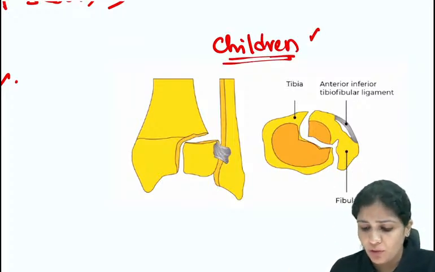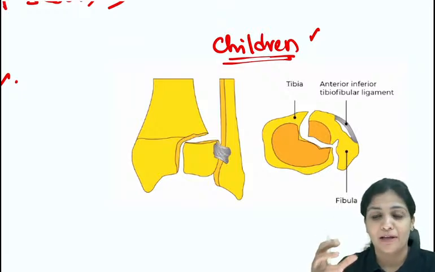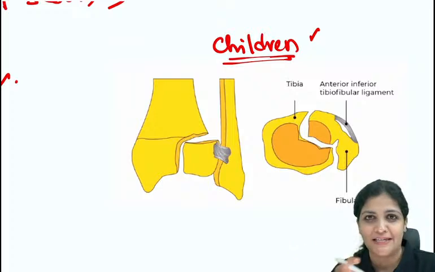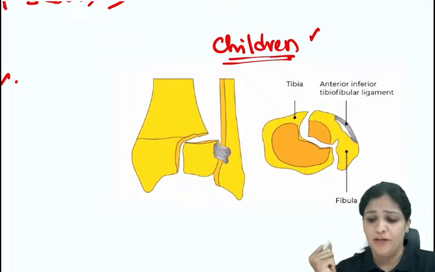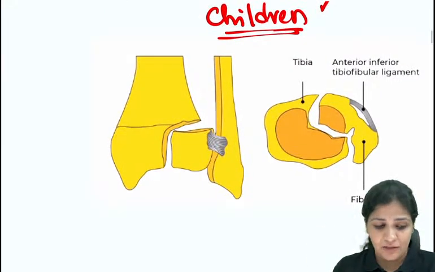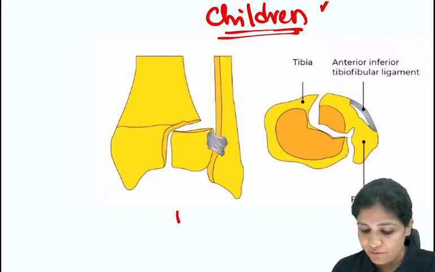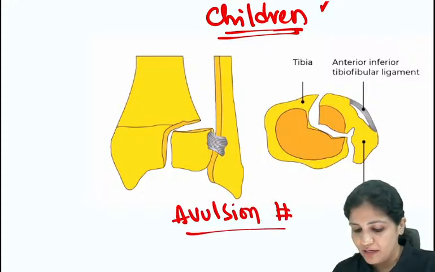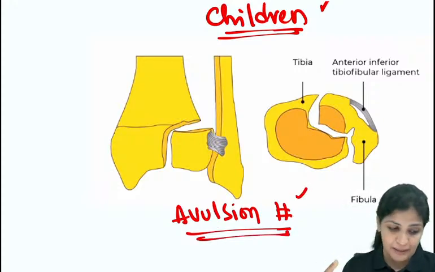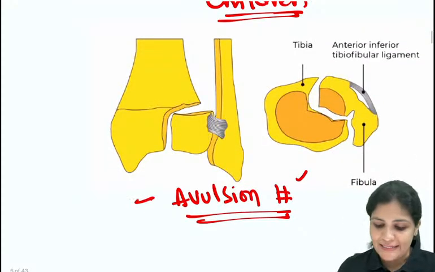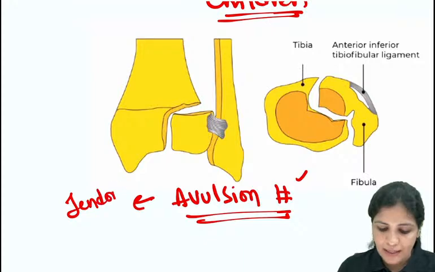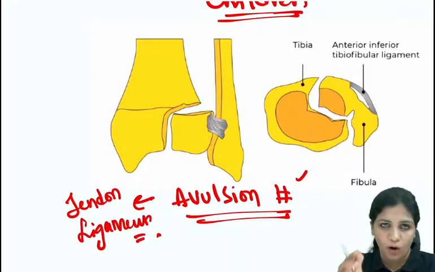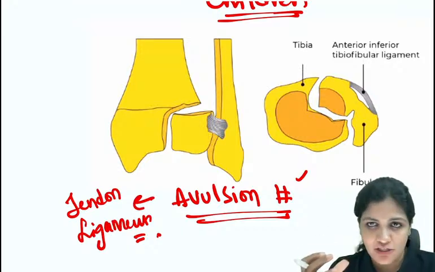So in children, ligaments are very strong. So usually we don't find any ligament injuries or dislocations in children. We usually find the bone injuries, right? So what happens in the Tillaux fracture is, this is the avulsion fracture. So whenever I say the word avulsion, that means some tendon or some ligament attachment to the bone is involved, right? So ligament is usually attached to the bone, right?